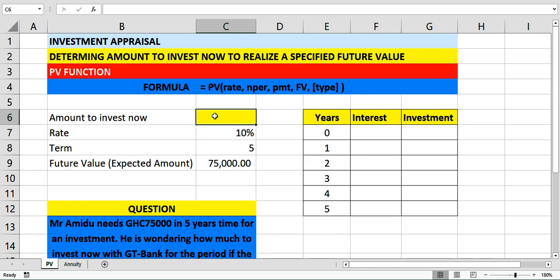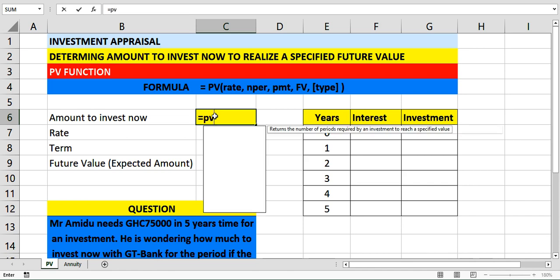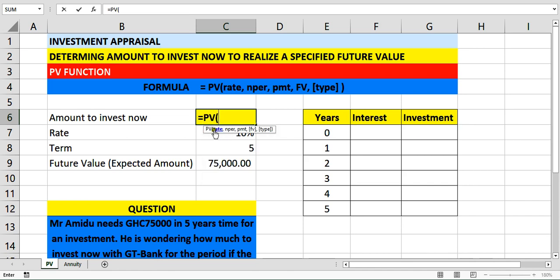Okay, so let's start with equals PV. Click on your tab key and we follow the argument. So what is the rate? 10%. Click on that cell. NPER is the year, and then the PMT here is in a situation where Mr. Amidu decides to make constant payment at the end of every year, but in this situation we don't have that, so we leave that out, or you put 0 there, you bring comma. Then FV has to do with the amount you're expecting to realize in 5 years time, so that is the 75,000. With the type we can leave it, so we close our parentheses and then we enter.